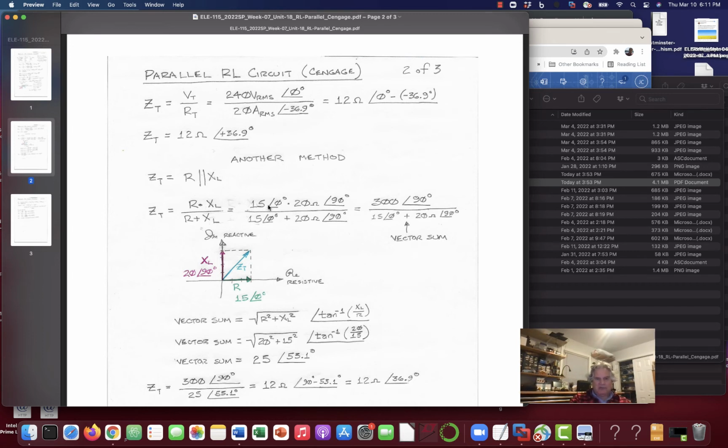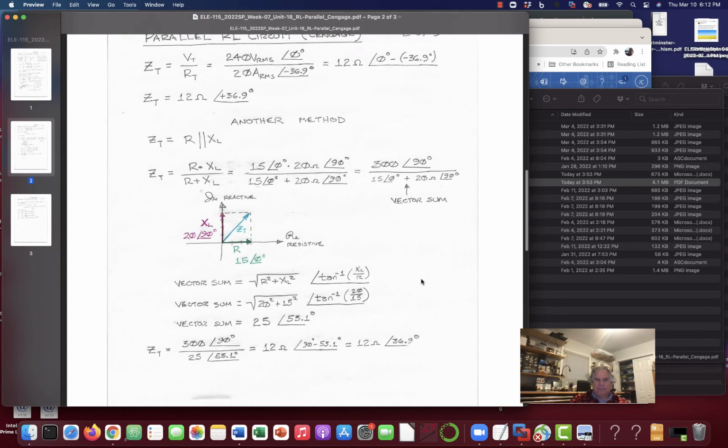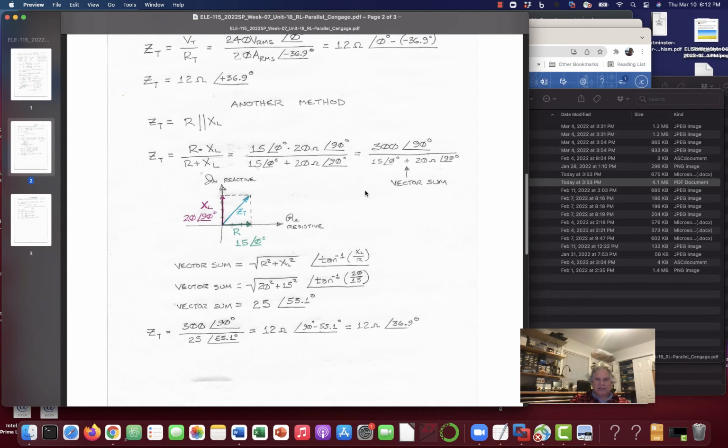And the R is 15 ohms at 0 degrees times 20 ohms at 90 degrees. That gives you 300 at 90, because 0 plus 90 is 90. And then on the bottom, we have a vector sum situation that we need to take care of. So this is to find the denominator of this thing. We have to add these in vector form. XL would be 20, R would be 15. Again, we've got a 3-4-5 triangle, because this is 3 times 5, that's 4 times 5. The answer must be 5 times 5, or 25 ohms.